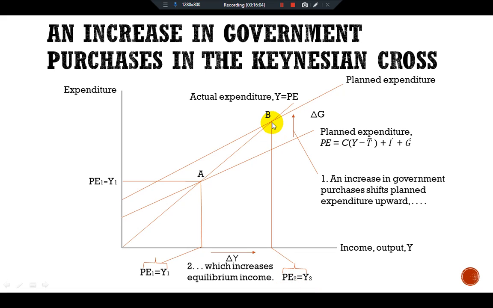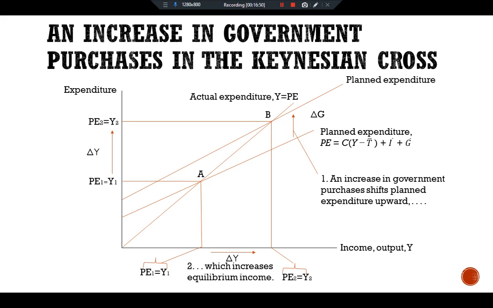So at this point we have equilibrium B. So by raising the government purchases, we have a rise in income, and we reach PE2 is equal to Y2. At this point now we have a planned expenditure equal to our total income. So in this case we have discussed that planned expenditure PE1 is less than the production Y1, sorry, it is equal to the planned expenditure.